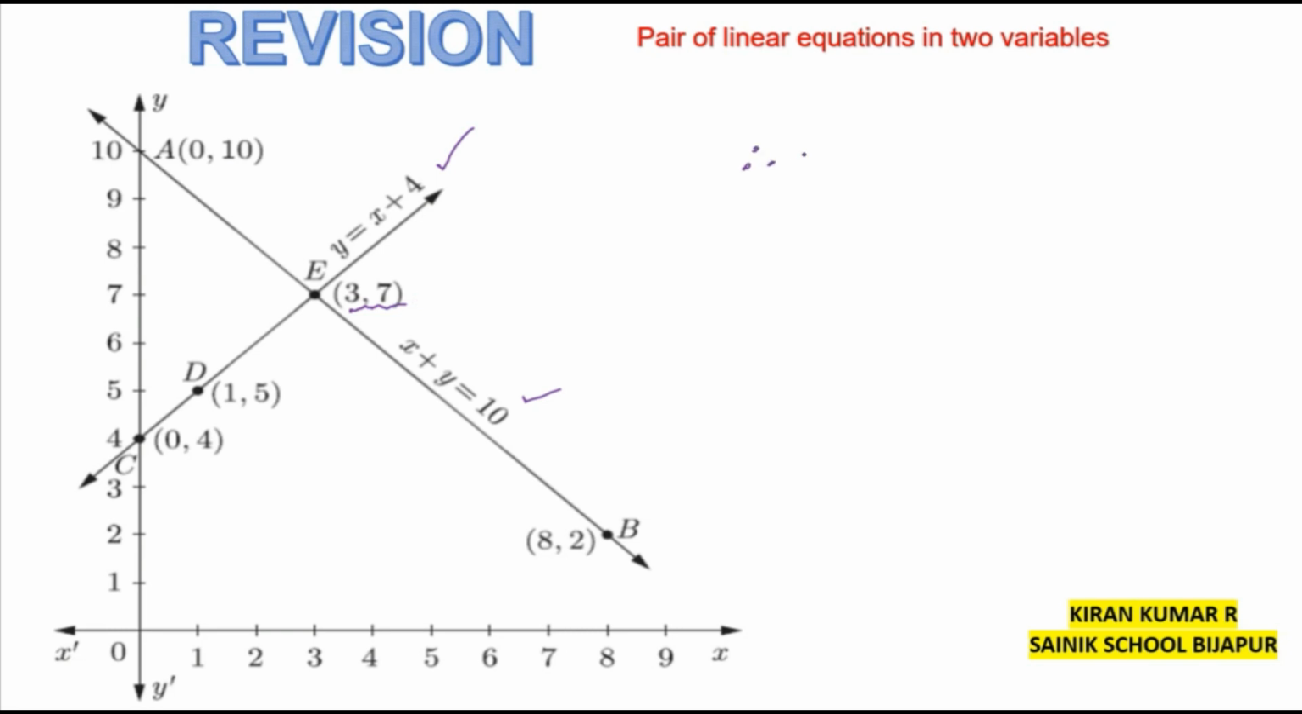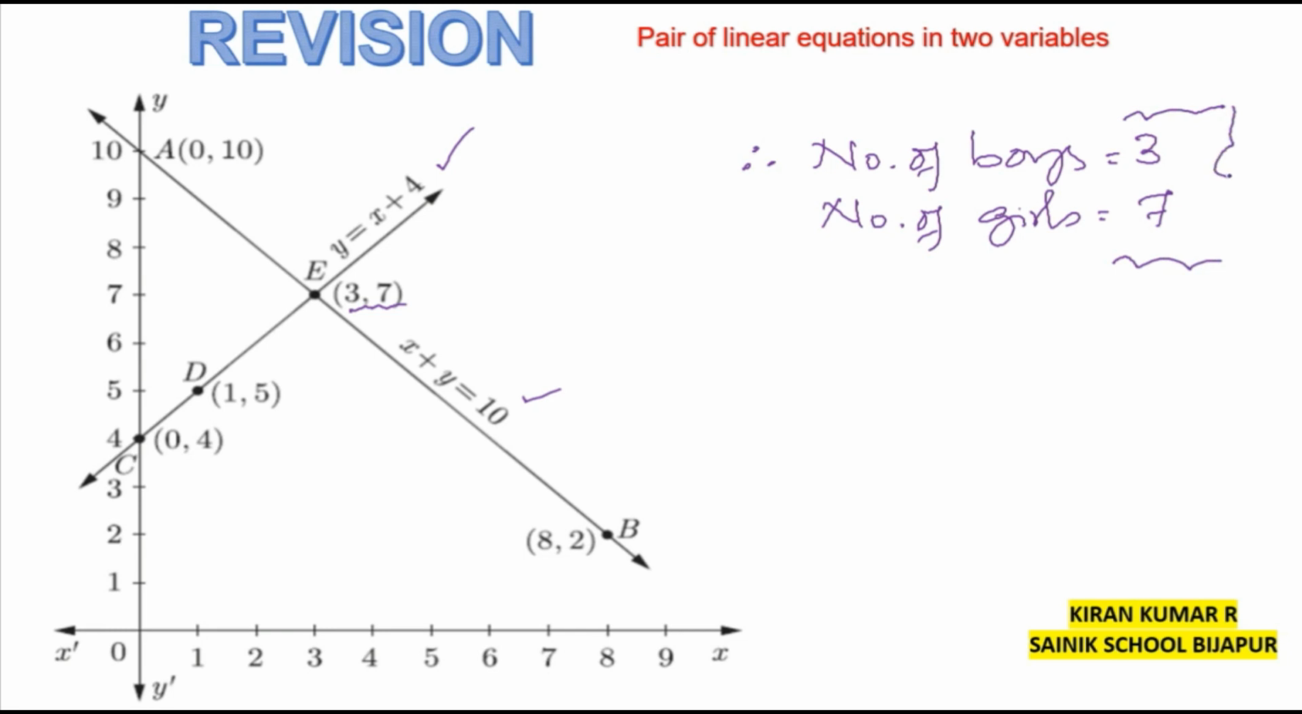Therefore, I can conclude that number of boys equal to 3 and the number of girls equal to 7. Now you can cross check your answer. Sum of the numbers of boys and girls together it is 10, and 7 is 4 more than 3.